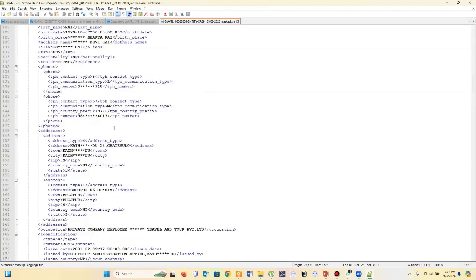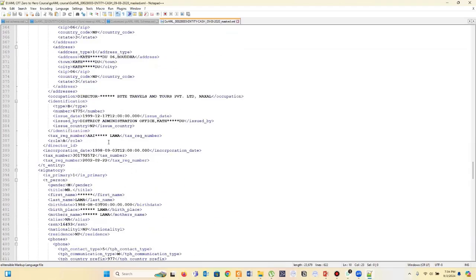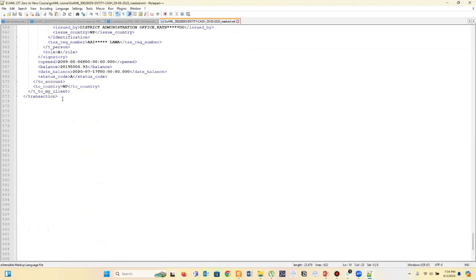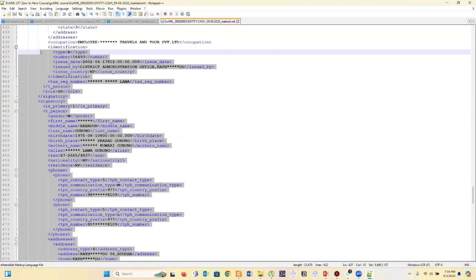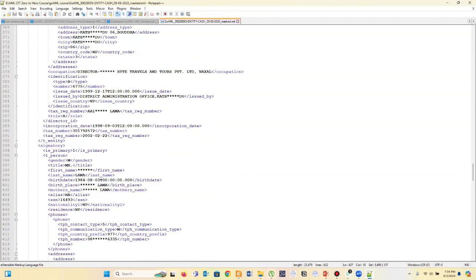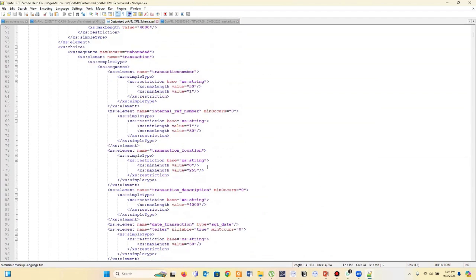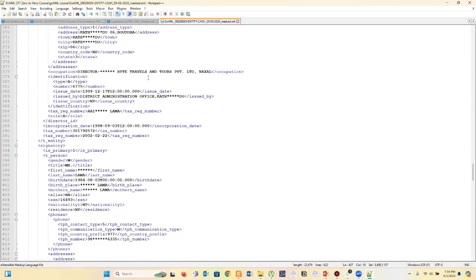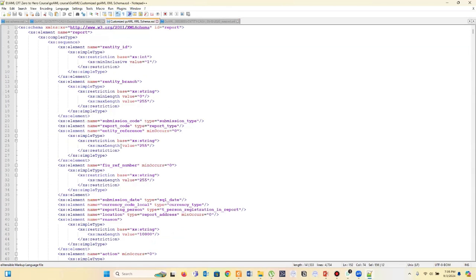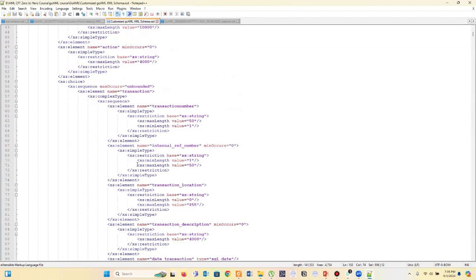As you can see, this is a very long code, and up to here, all the information about me, my wife, and that company is included in this XML file. We talked about the schema yesterday, and this schema determines the structure of this XML. All the information included in this XML file has to match this XML schema, which is coming from goAML.